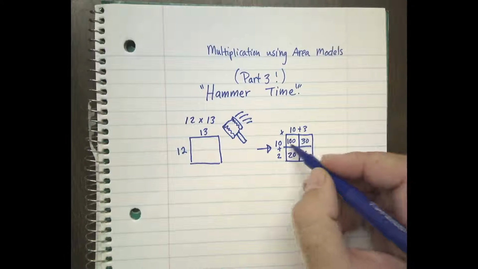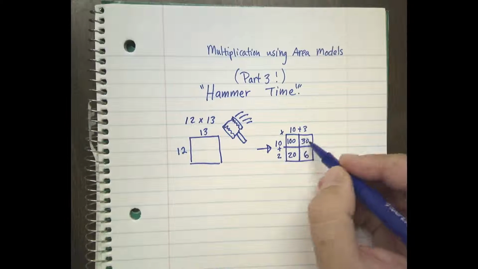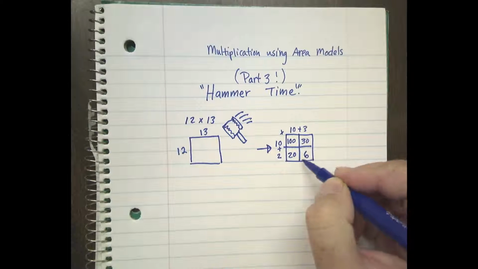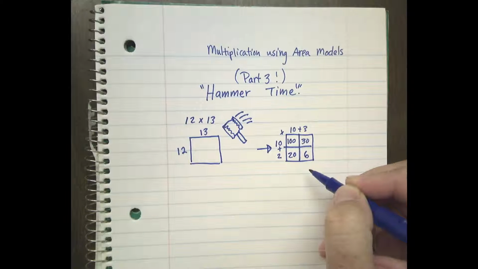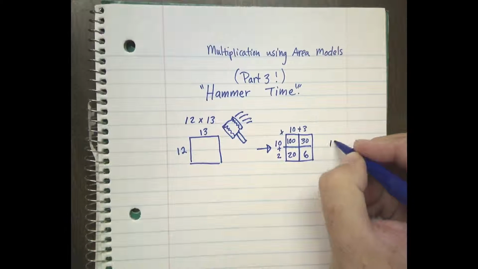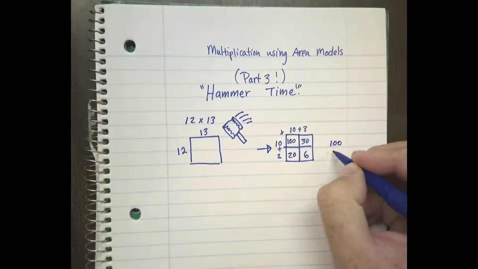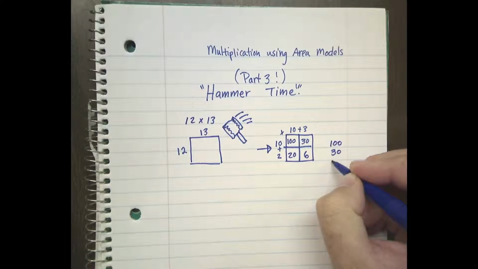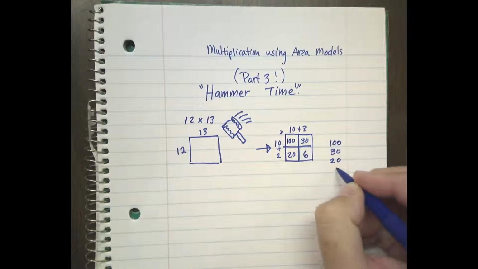So now I have 100. So this one is 100. This one is 30. This one is 20. And this one is 6 right here. So now it's easy. All I have to do is then add them up. So then I say, well, okay, 100 plus 30 plus 20 plus 6.